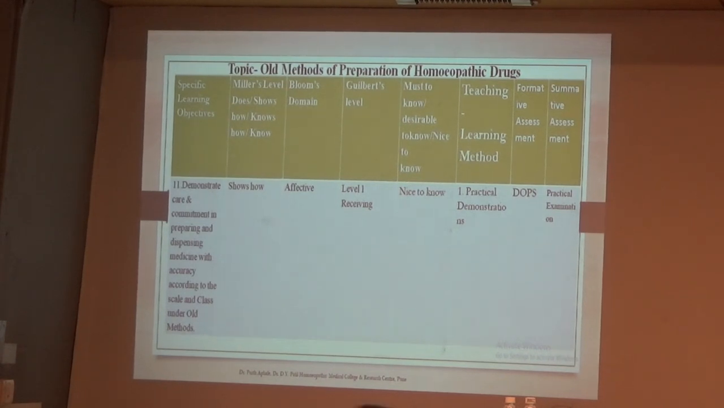He must know that he has to prepare it properly, correctly. He must be very clean while preparing. He must be very thorough with the measurements and so on. It comes under practical demonstration and practical examination. So this is how the SLOs of old methods can be divided over cognitive, psychomotor as well as affective domain.